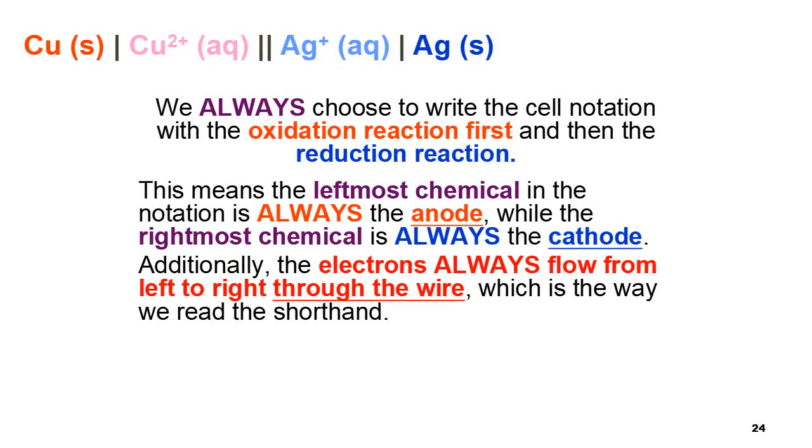Point to note. We always choose to write the cell notation with the oxidation reaction first, and then the reduction reaction. This means the leftmost chemical in the notation is always the anode, while the rightmost chemical is always the cathode. Additionally, the electrons always flow from left to right through the wire, which is the way we read the shorthand.